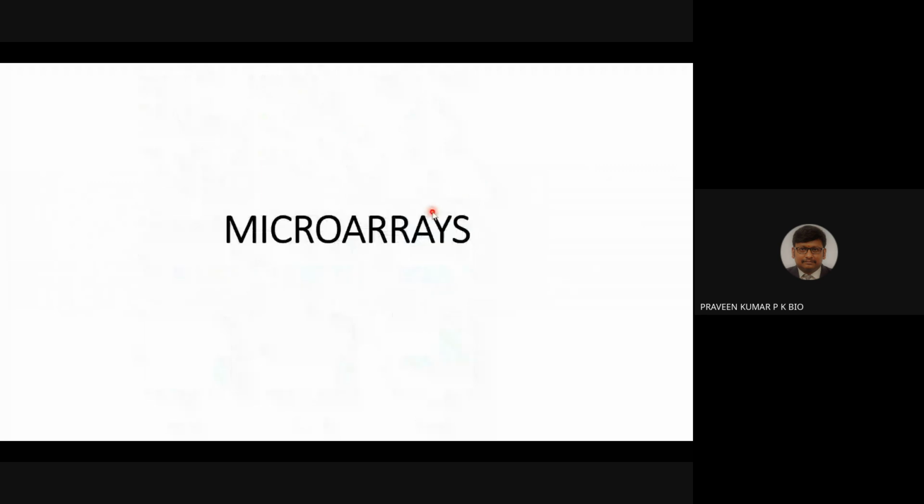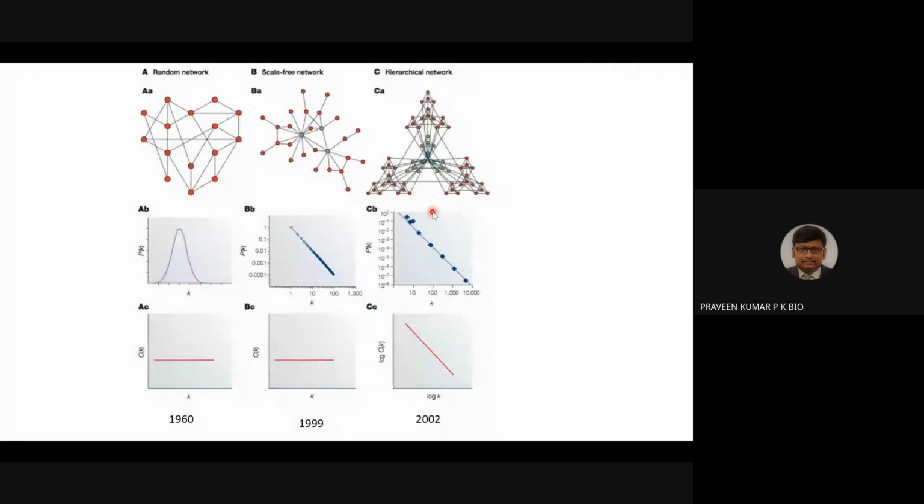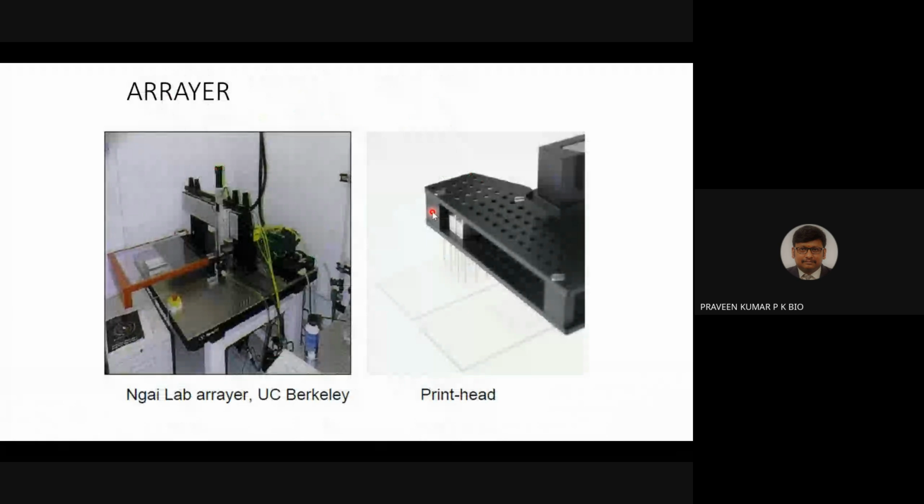Now let us go to this topic called microarrays. A microarray looks like this. An instrument looks like this. And you have nearly a robot to print around 10,000 spots. If you want to use a very small sample, then you can go for microarray techniques.